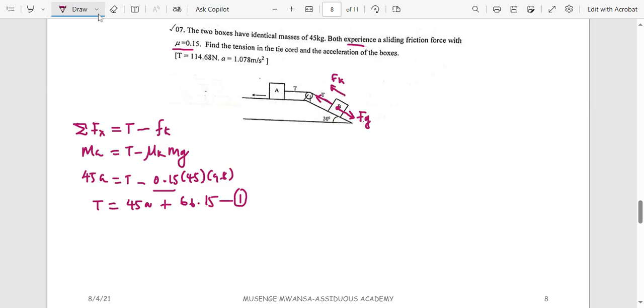Therefore, we'll say the net force for object B in the x, the force taking it in the direction of motion is Fg. Opposing forces, we have tension and kinetic friction. Net force is mass times acceleration. Fg is given by mg sin theta minus tension. Fk is given by coefficient of friction times normal force. Remember, normal force on an incline, as long as you are not applying any force at an angle, is given by mg cos theta.